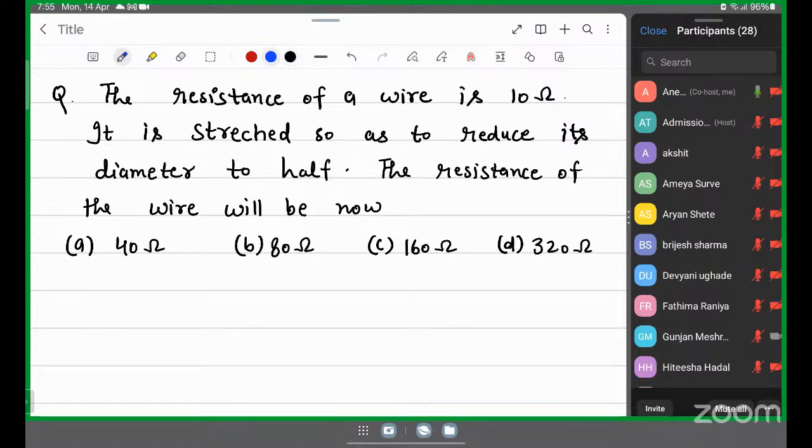So how will you solve it? In this case, information is given about diameter. It's not about length. If it was in terms of length, we have a direct result that R new will be N square times R old. But this time, information is not about length. It's about diameter. So we have to connect it with length and then we will apply the formula.